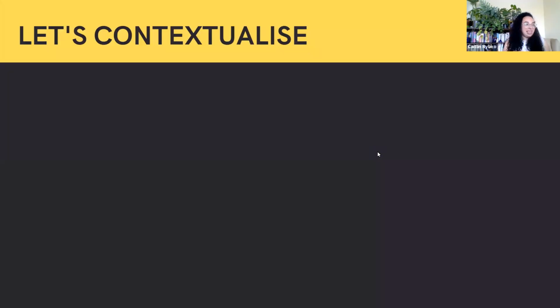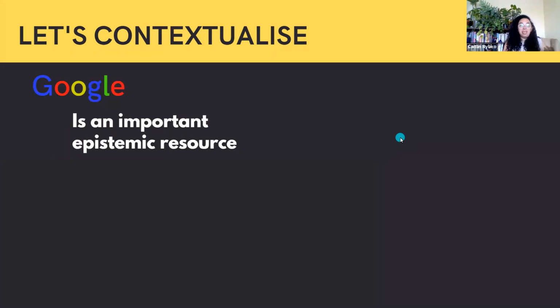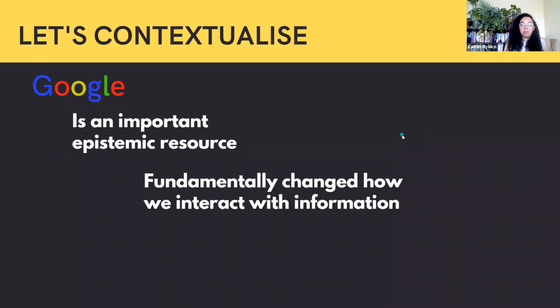To start with, I just want to lay down a little bit of context before we get into the deep stuff. Google is a really important epistemic resource, and it's fundamentally changed how we interact with information. I'm using that word information here on purpose. It's just not clear that it is knowledge, or at least that it counts as knowledge based on traditional accounts of epistemology. So I really want to keep it vague for now.